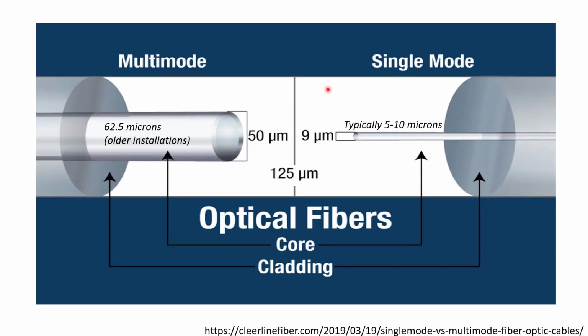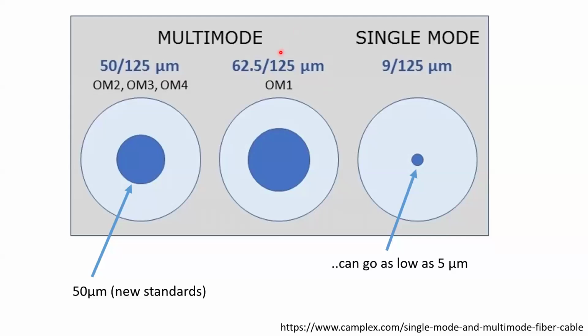So, multi-mode, single mode. Optical multimode 2, optical multimode 3, optical multimode 4, optical multimode number 1. It used to be 62.5 microns, the core, and of course 125 microns. That's the older version of multimode fiber optics. Now all of them are produced at 50 microns. 50 microns cable you can get off the shelf at any distributor.